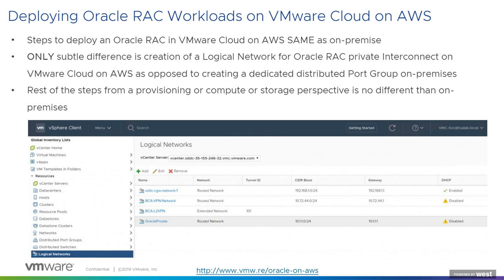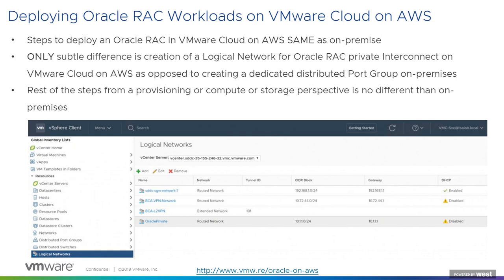Now let's look at deploying Oracle RAC workloads on VMware Cloud on AWS. With VMware Cloud on AWS, ESXi hosts traditionally reside in an AWS AZ, or availability zone, and they are protected by vSphere HA. Now, deploying Oracle RAC on a VMware cluster provides application level HA in addition to the infrastructure level HA provided by VMware HA.